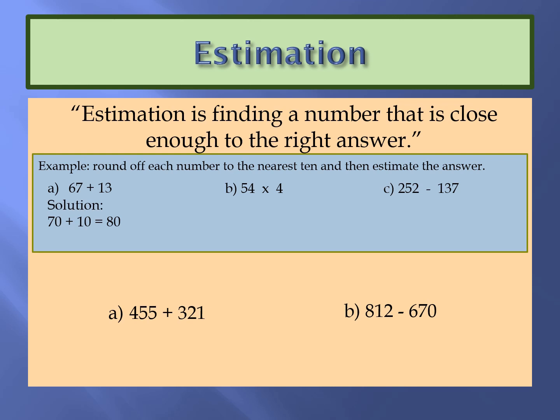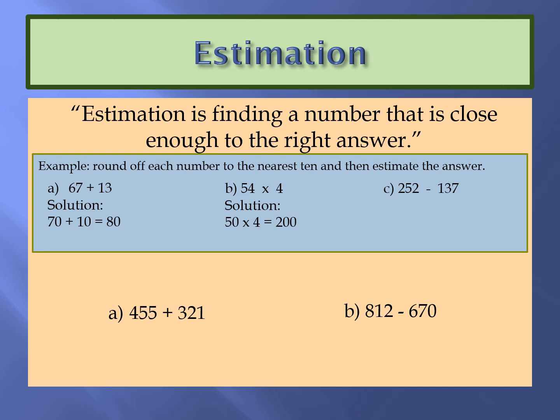Now in the next example, B, you have multiplication. Round off 54 to the nearest 10. It will become 50. Very good. And when you multiply 50 with 4, is it easy or difficult to multiply 50 by 4? 5 fours are 20. Add a 0 to the end. So it is 200.